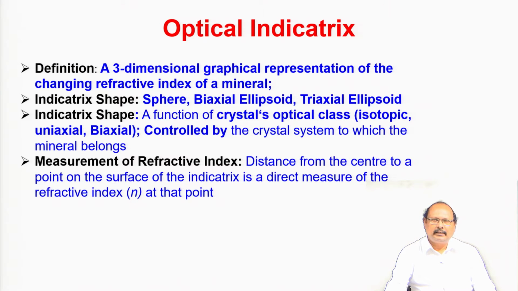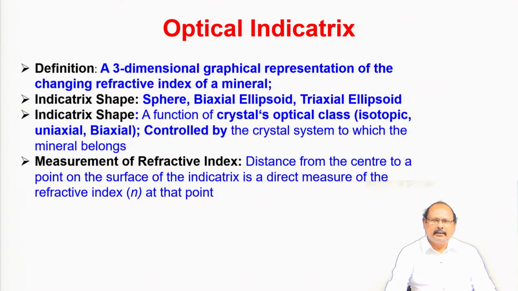The shape of the indicatrix has three broad varieties. One is a sphere, one is a biaxial ellipsoid, and the third is a triaxial ellipsoid. I will show you that the shape of an indicatrix is a function of the crystal's optical class. That means, whether it belongs to the isotropic mineral group, uniaxial mineral group or biaxial mineral group. And it is also a first order function of the crystal system to which the mineral belongs.